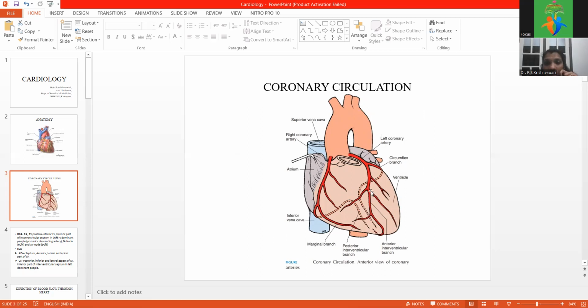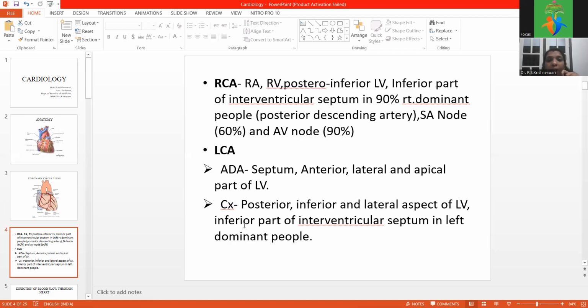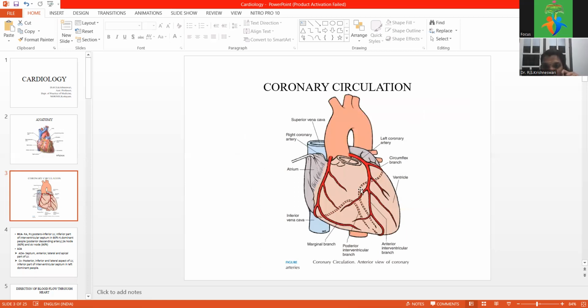It supplies the septum, and it supplies the left ventricle also. And the circumflex artery supplies the posterior, inferior and lateral aspect of the left ventricle. So this is the circumflex artery, it supplies the posterior, inferior and lateral aspect of the left ventricle. You understand? So circumflex artery, left anterior descending artery.